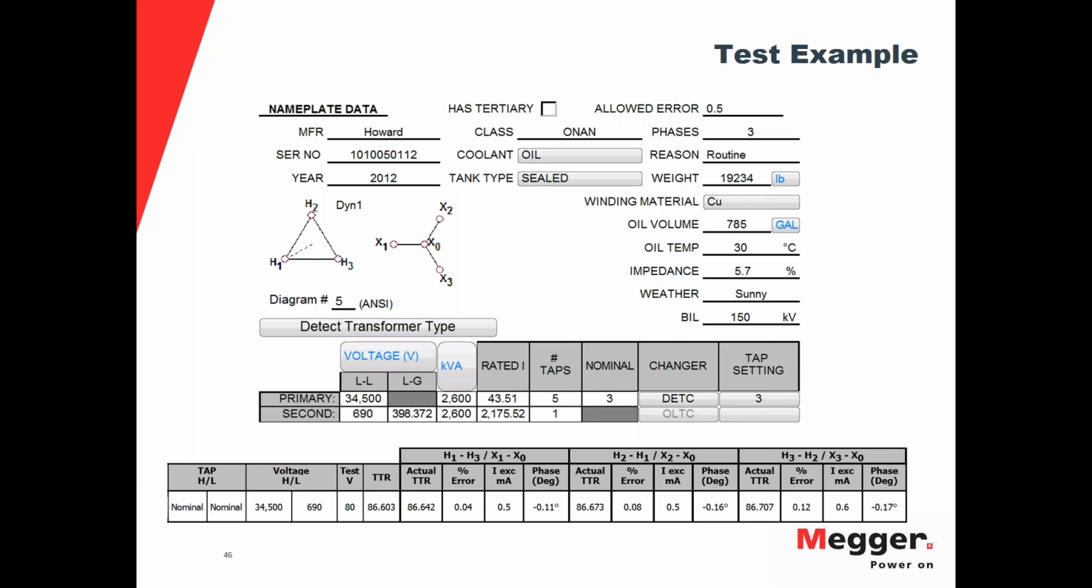Then we have the phase in degrees. We talked earlier about the DYN1, this being a 30-degree displacement and phase angle based on your high voltage to your low voltage side. That is not what this is. This phase here is the deviation from that expected. When it does the test, it's comparing, is there a true 30-degree displacement? And this is the measurement. This is the result. So 0.11 degrees off.